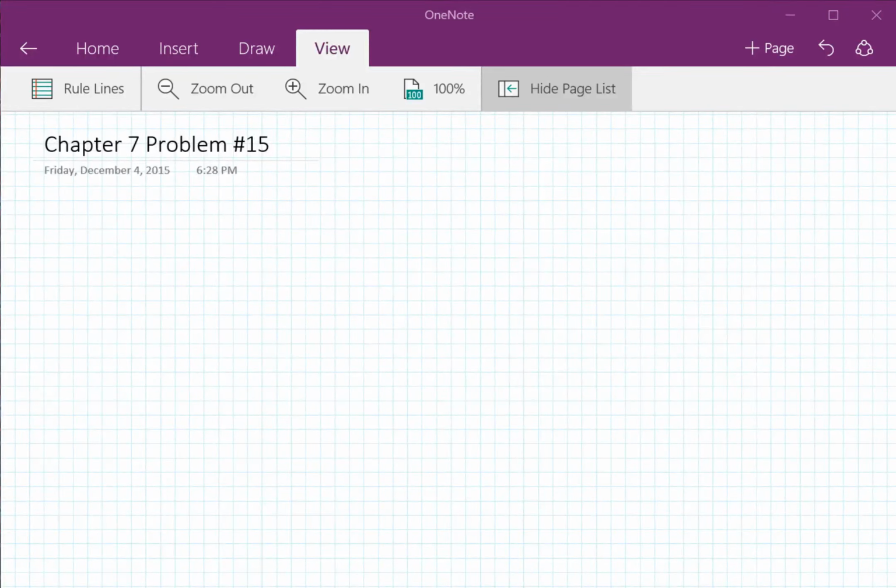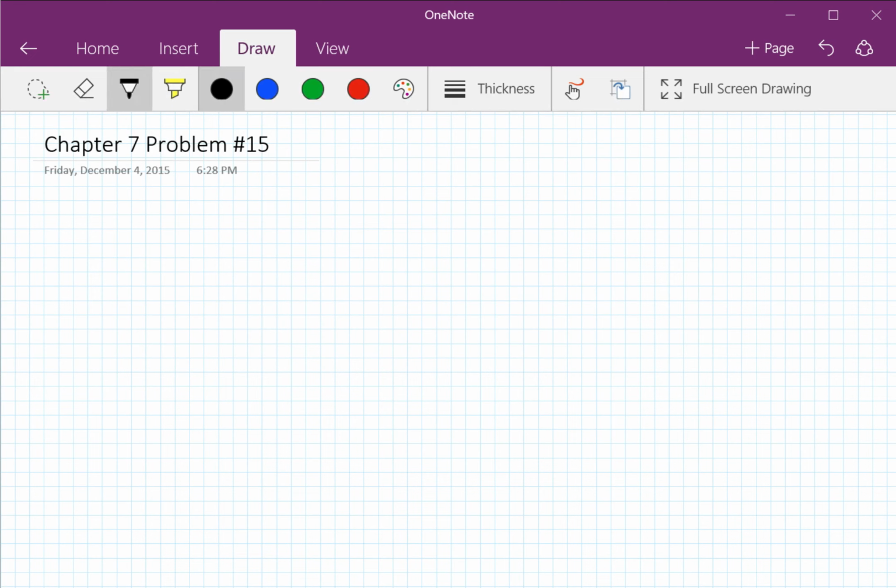Hello, this video will help you understand problem number 15 in chapter 7. The diagram on this one's going to be a little different. It's not really a collision problem, it's more of an impulse problem. So I'm going to draw a golf ball.